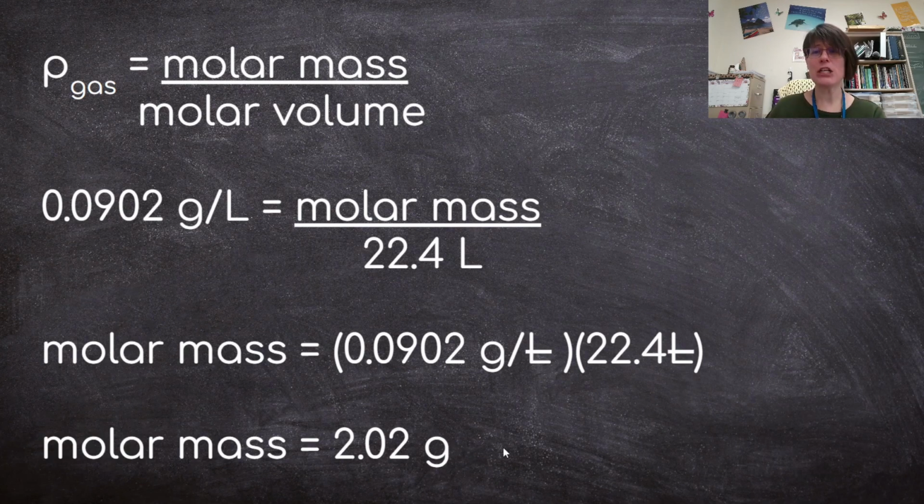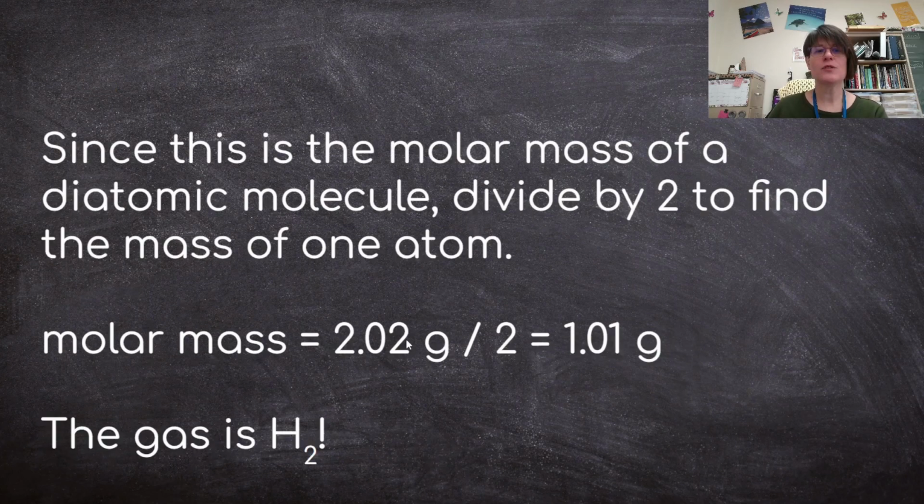Now, we can actually figure out what the gas is because we know it's diatomic. So since this is the molar mass of a diatomic molecule, divide by 2 to find the mass of one atom. When we do that, we find the mass is 1.01 grams. If we look that up on our periodic table, we find that that is hydrogen. So the gas is in fact H2. Okay, so if you know the density of a gas, you can use this calculation to figure out what it is.